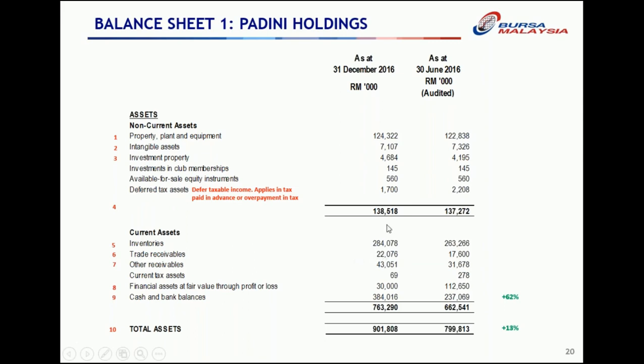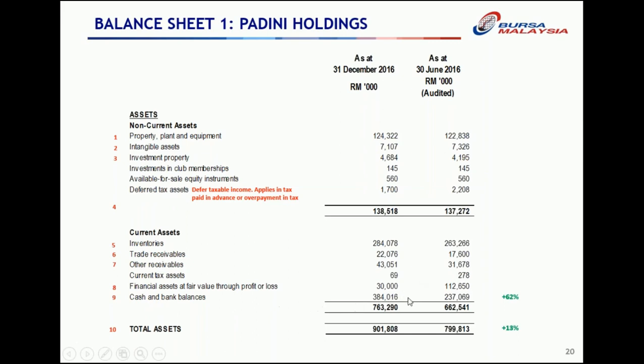Inventories are what the company keeps in stock for sale. Trade receivables are what they sell to distributors and so on. Other receivables are those that they receive from other people. Very straightforward. Current tax assets being so low is not an important issue to me. Financial assets at fair value through profit or loss: again, financial assets could be certificates of deposit, could be equities, whatever. Cash and bank balances.